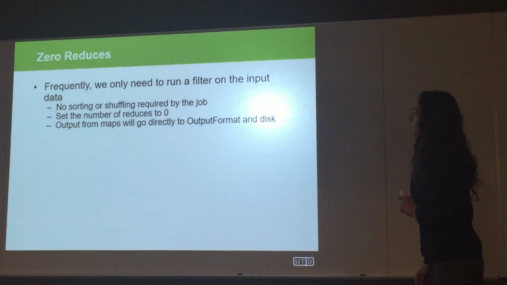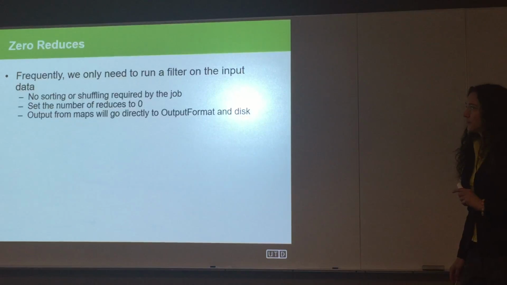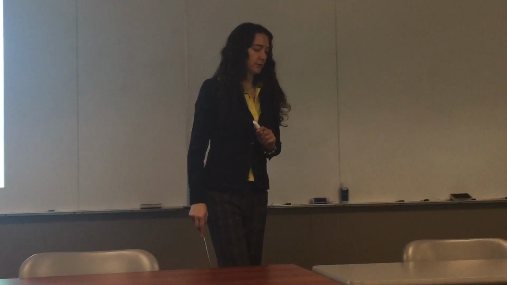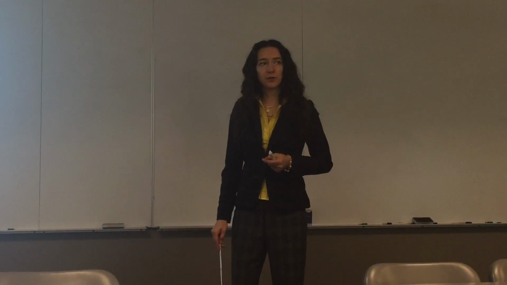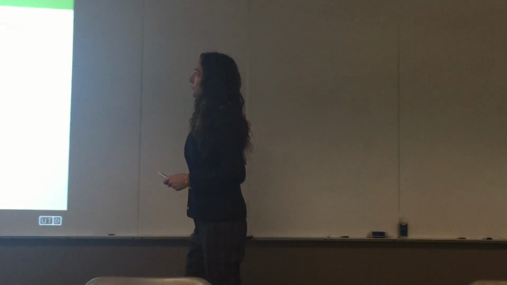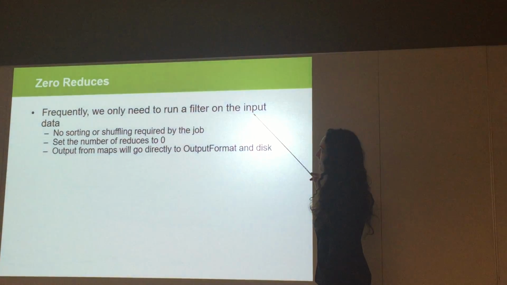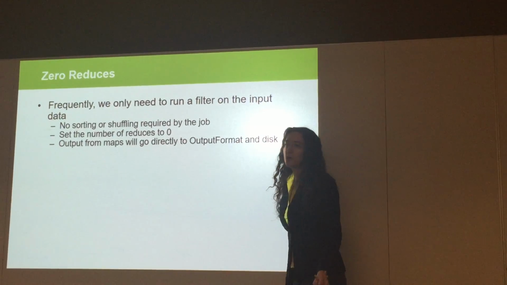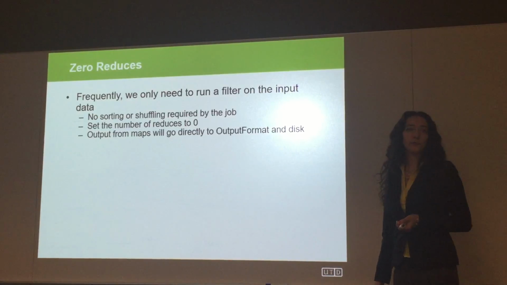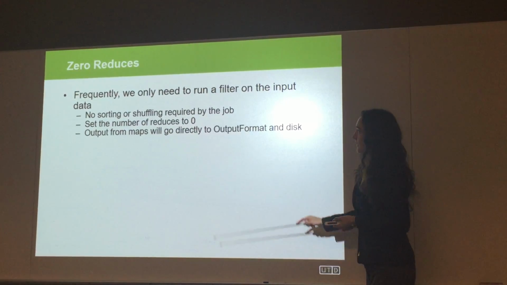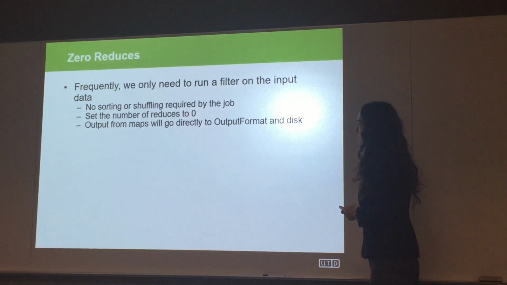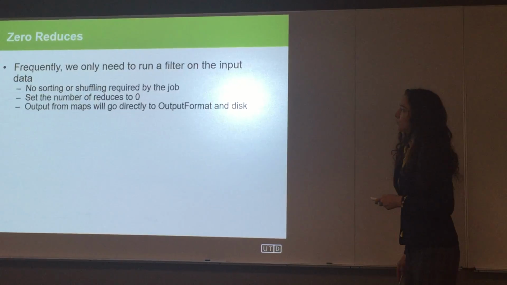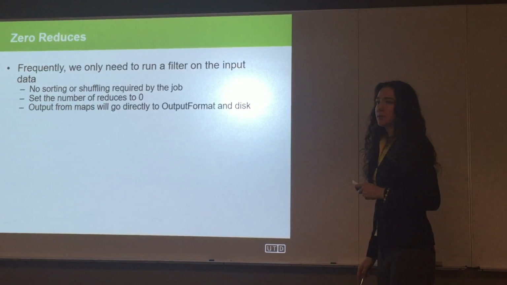Sometimes we only need to run a filter on the input data. If that's the case, we don't require shuffling or sorting on the results, and we just want to run a filter on the input. We don't want reducers. We're only going to have mappers. We just set the number of reducers to 0, and then the output from the mappers will go directly into the output format and to the disk.